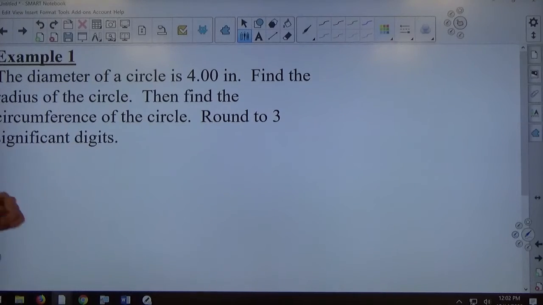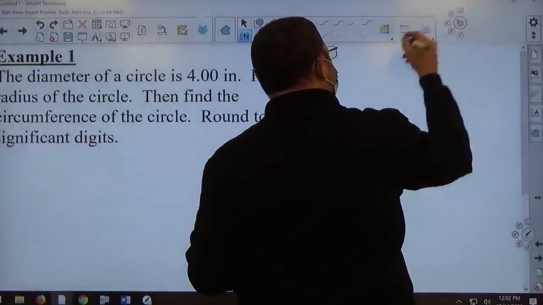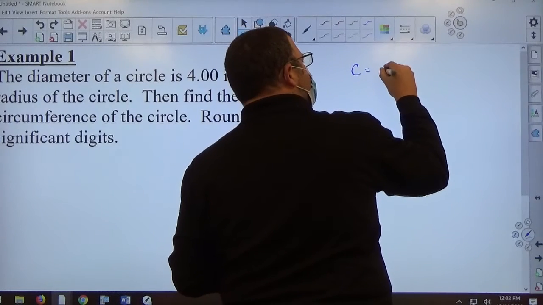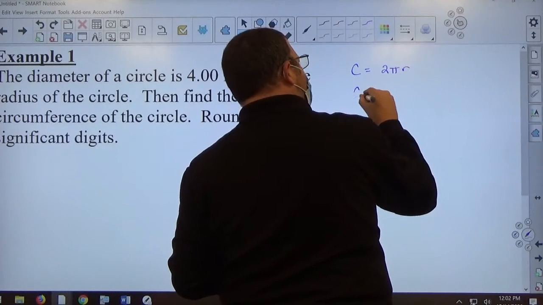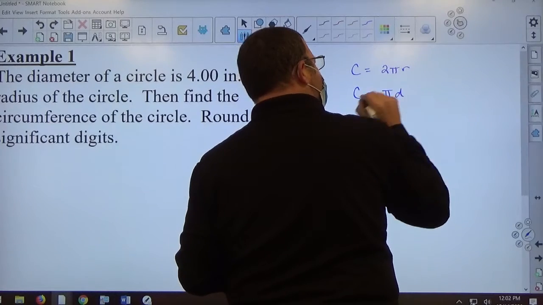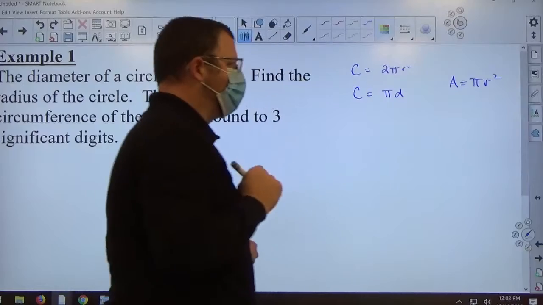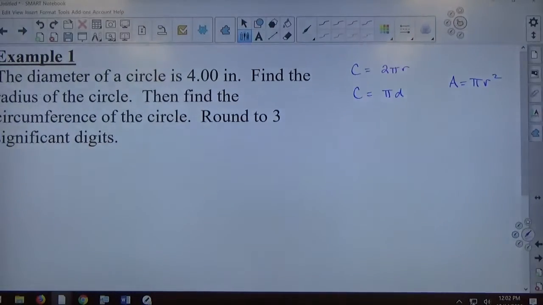So, first off, circles. We have several formulas for the circumference of a circle. Circumference either equals 2 pi times the radius or pi times the diameter. Area of a circle is pi times the radius squared. So those are the formulas you need for a circle. We're dealing with a two-dimensional circular object.